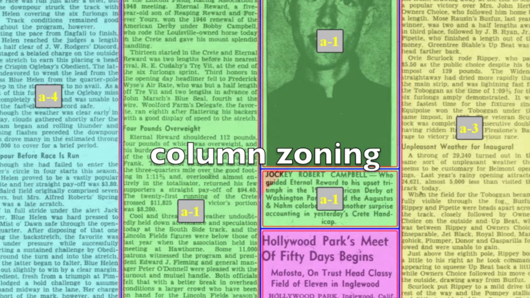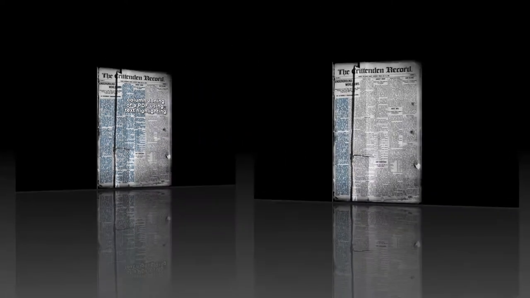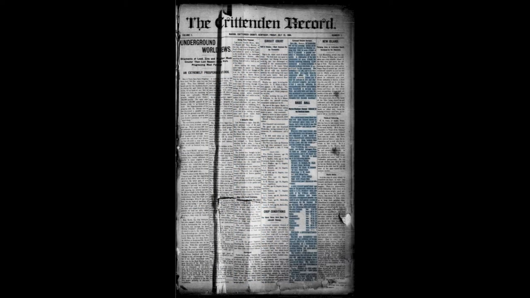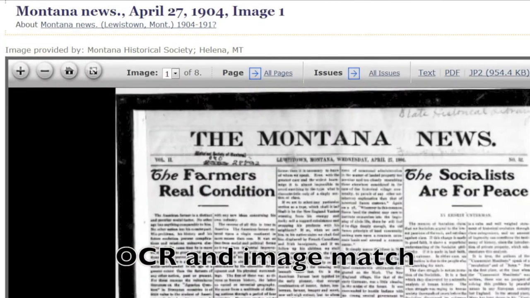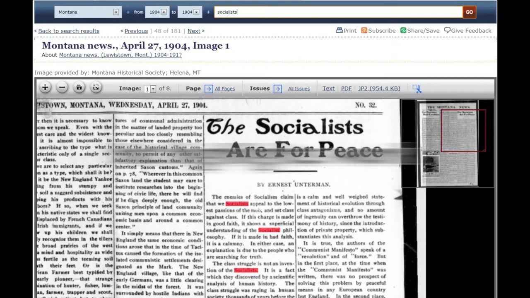Things we do look for, however, include: Is the OCR zoned by columns? Are the columns ordered in reading order? Does the OCR text match the image it is representing? Does the hit highlighting of terms work correctly? Does the OCR exist?